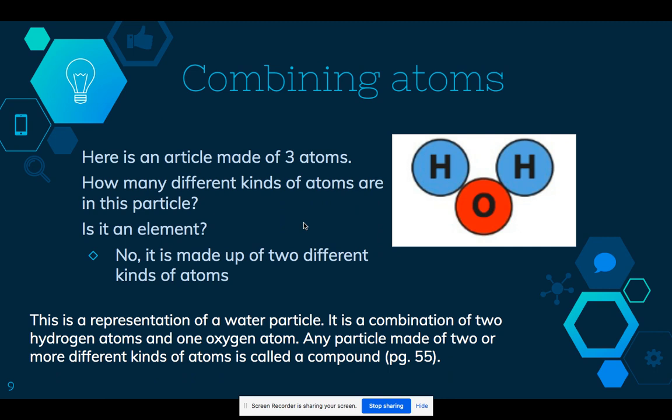So this is a representation of a water particle. It's a combination of 2 hydrogen atoms and 1 oxygen atom. Any particle made up of 2 or more different kinds of atoms is called a compound.